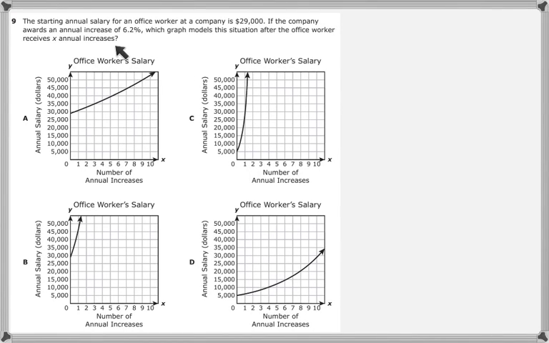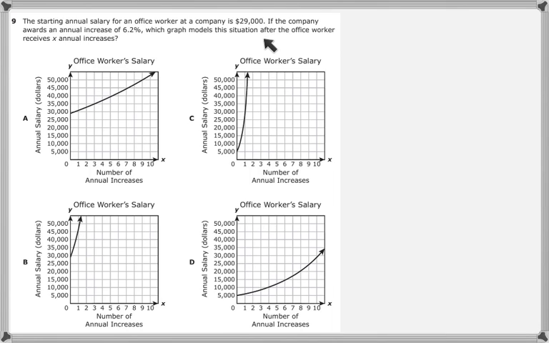Let's take a look at this problem number 9 from the May 2016 release version of the Algebra 1 STAAR test. And let's go ahead and read. The starting annual salary for an office worker at a company is $29,000. If the company awards an annual increase of 6.2%, which graph models this situation after the office worker receives x annual increases? Okay, so this problem here is describing an exponential function.